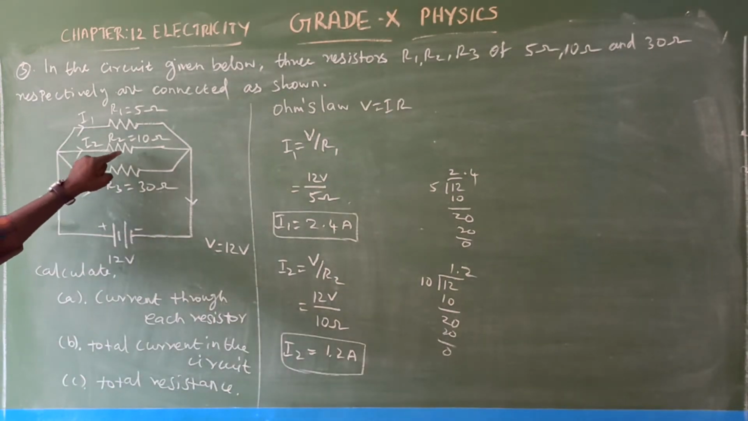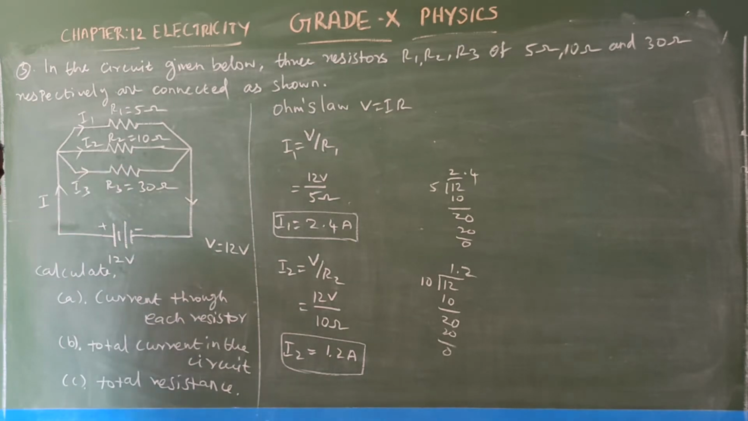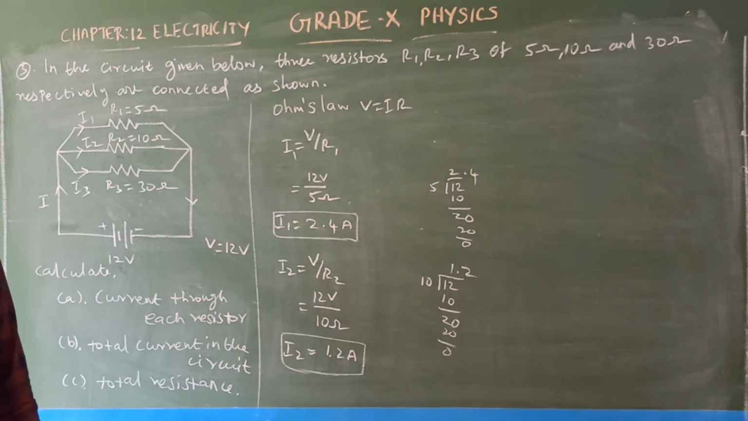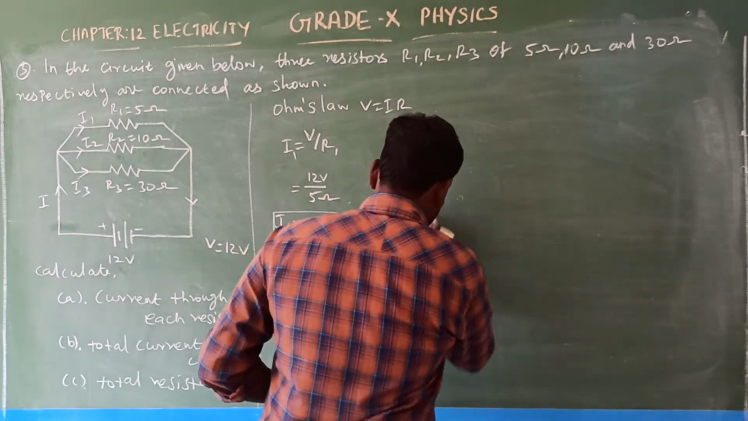So across the resistor R2, how much current is flowing? That is 1.2 ampere current flowing. Okay, yes, look at here. I'll rub this.